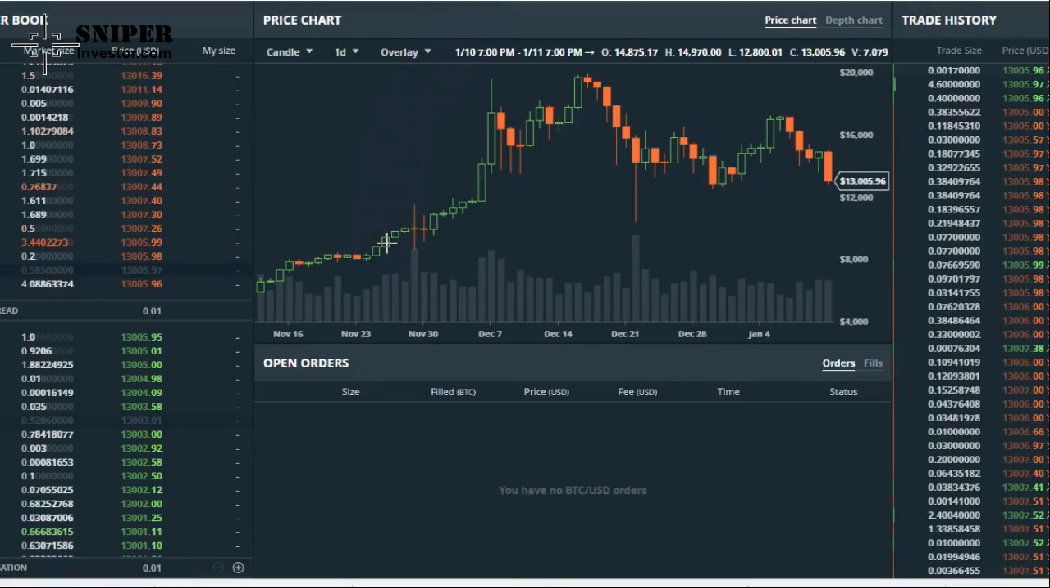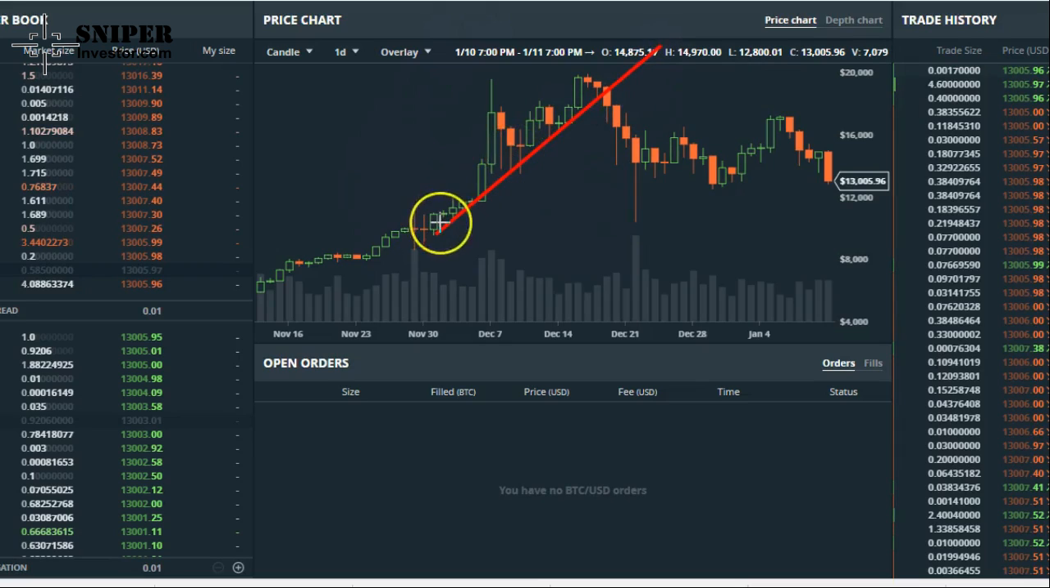Now, with GDAX, the platform does not come with any way of trading trend lines or drawing trend lines, but it's just something I do naturally. I've drawn enough trend lines in my life. I do it naturally, and I think everybody can do it. A trend line for me would look something like this on GDAX.